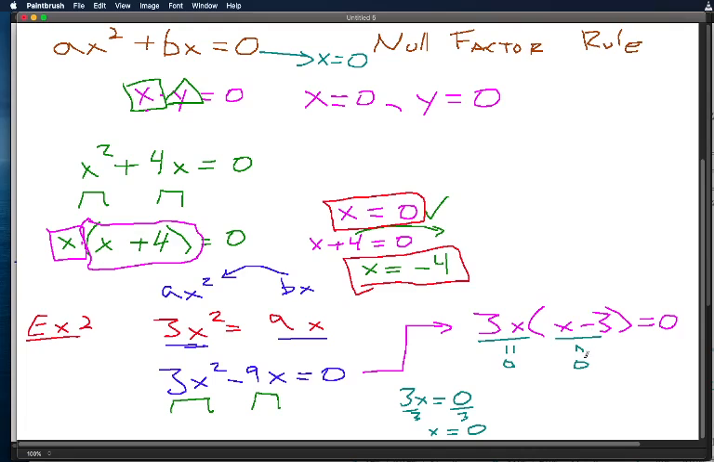And then the other piece that we can set to 0 is this x minus 3 is equal to 0. You put the 3 on the other side and you have x is equal to 3. So here's your two solutions for this type of quadratic here.